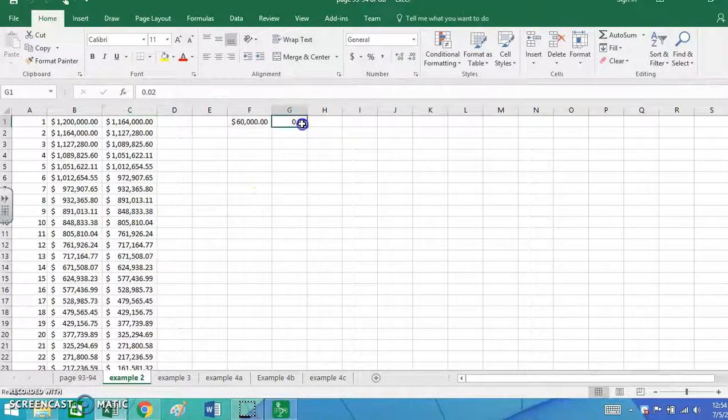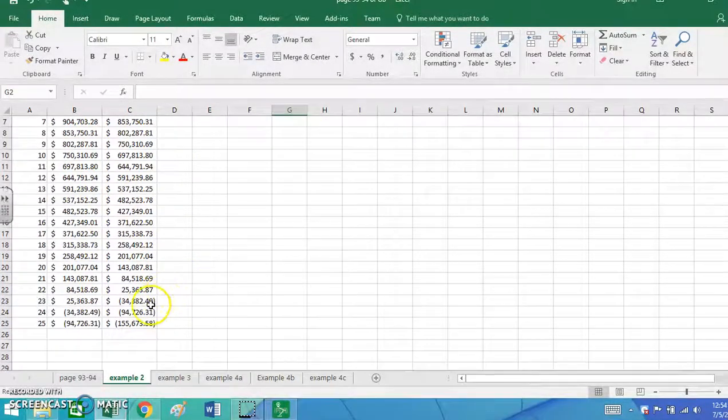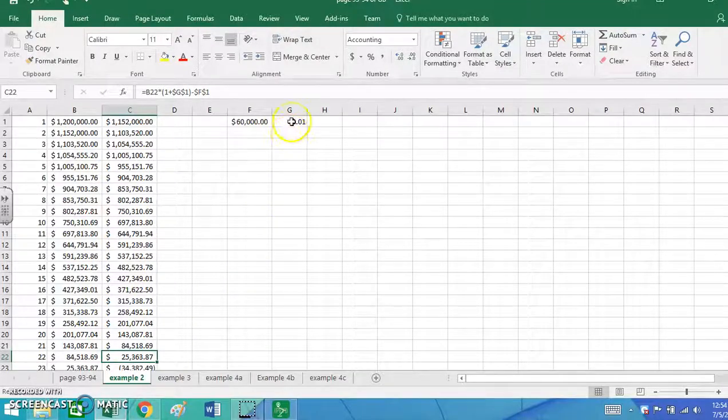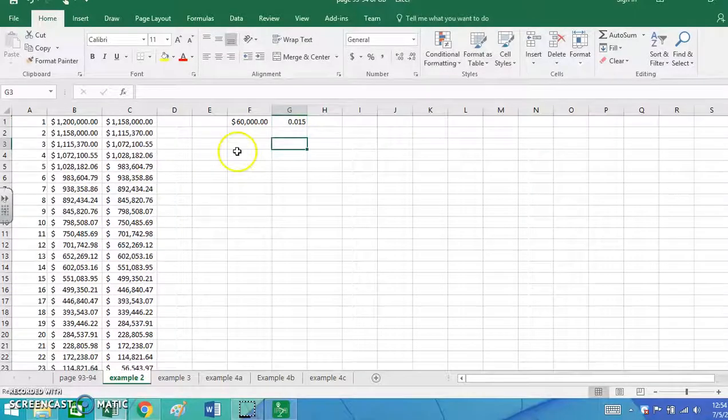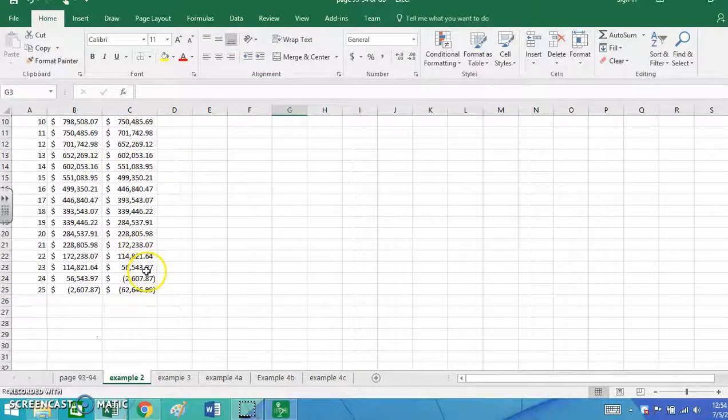So what if I change this to 1%? So now look what happens. If I only got 1% interest, I would run out of money. See how I've got parentheses around this? So that means that these values are negative. I would run out of money at the end of 22 years if I only had 1% interest. If I had 1.5% interest, okay, I would run out of money at the end of 23 years. I would have $56,000 at the end of 23 years.